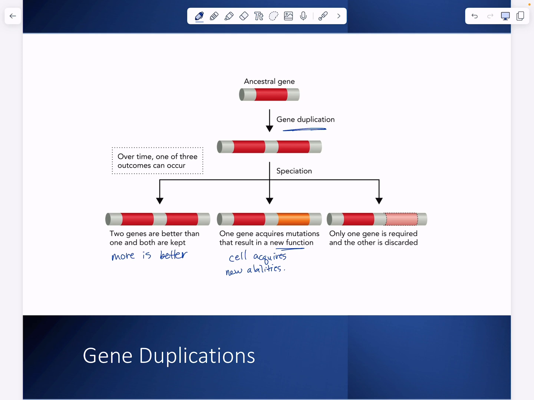Okay. And then, the other thing that can happen is over time we get rid of one of the copies because it doesn't provide any advantages. We don't have any new functions, and it's not needed. So that's what happens with gene duplications. Okay, so if we have something that acquires a new function, this here is called a paralog.